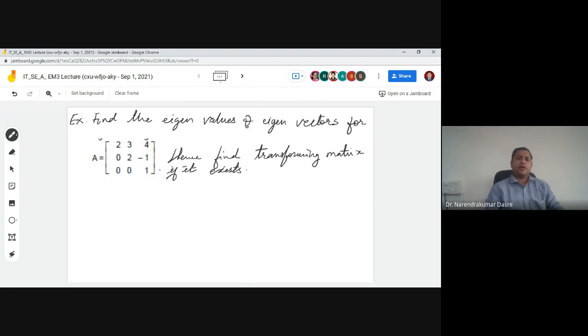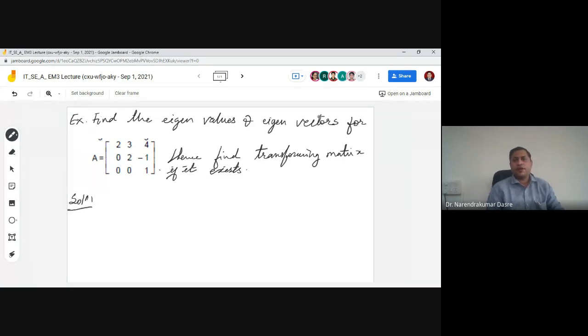Okay, so we have to find eigenvalues and eigenvectors for this matrix first. And if this matrix is diagonalizable, then only we can write the transforming matrix. This is the transforming matrix, or modal matrix, or diagonalizing matrix. So finding the transforming matrix means checking whether this is diagonalizable or not, because only if this matrix is diagonalizable are we able to find the transforming matrix. So let's go with the solution.